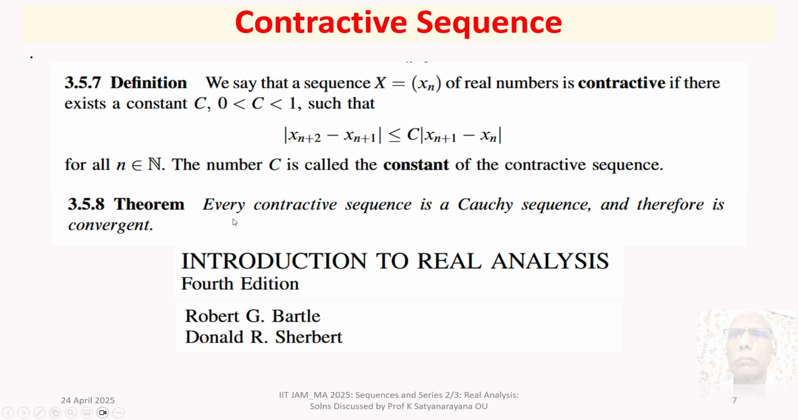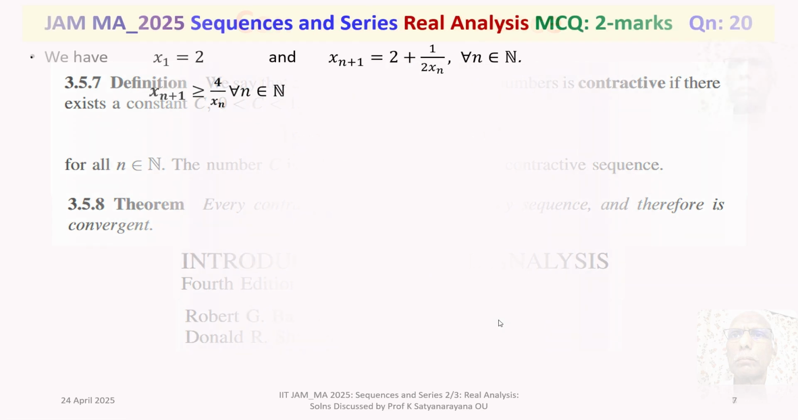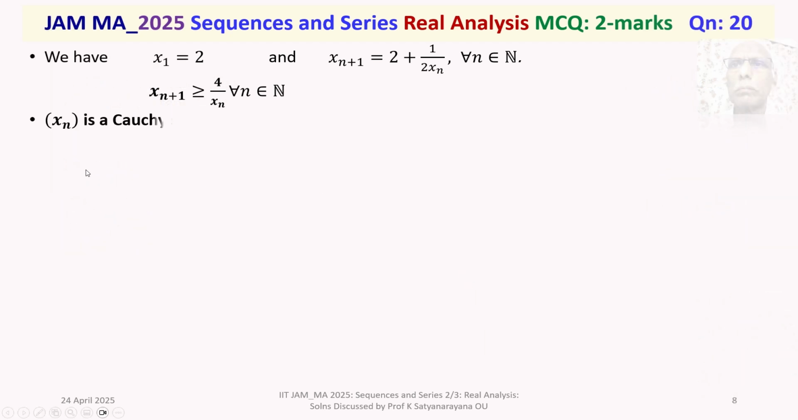We have a theorem. This theorem says every contractive sequence is a Cauchy sequence and therefore it is convergent. This definition and this result you can find in the textbook entitled Introduction to Real Analysis by Bartle and Sherbert. This concept and this result we are going to use now. We want to prove the sequence xn is a Cauchy sequence.